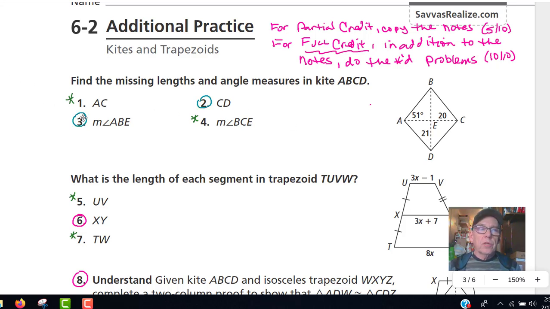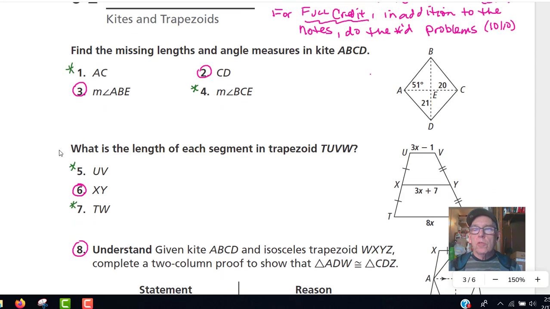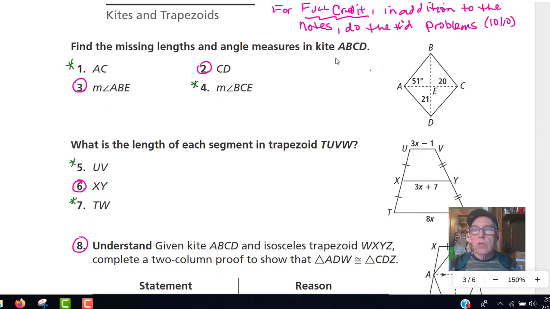So let's take a look at these. So we've got this, they're telling us that this is a kite. Now, properties of a kite, the non-vertex angles are congruent. So angle A is going to be equal to angle C. The diagonals of a kite are perpendicular, and the big diagonal bisects the minor diagonal, the short diagonal. So these two segments are going to be congruent to each other.